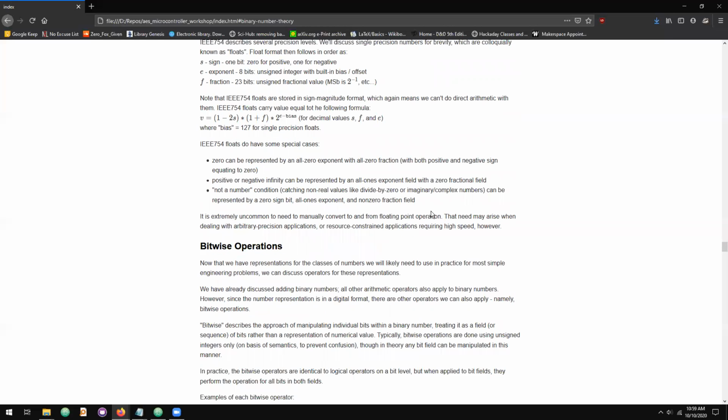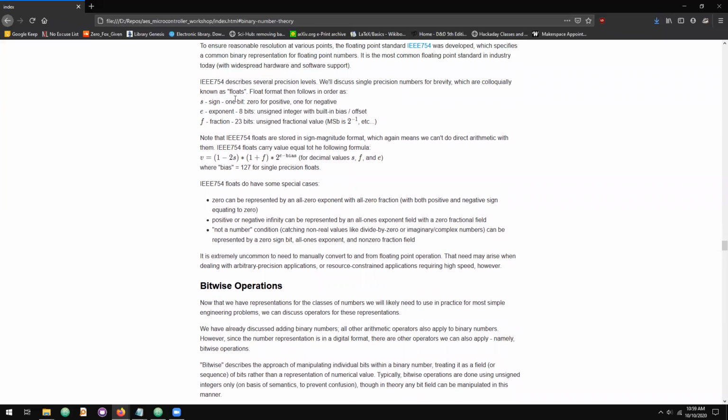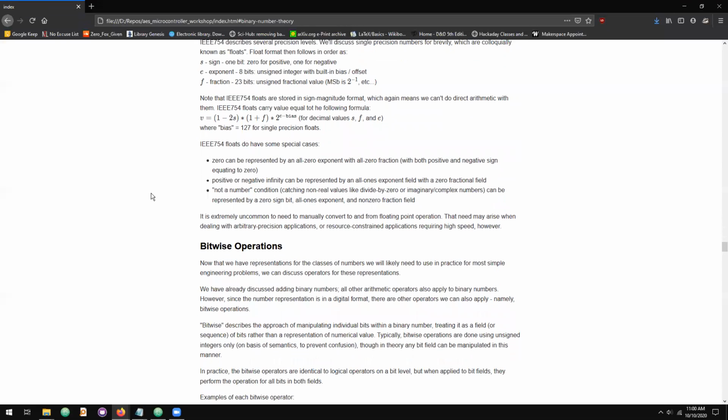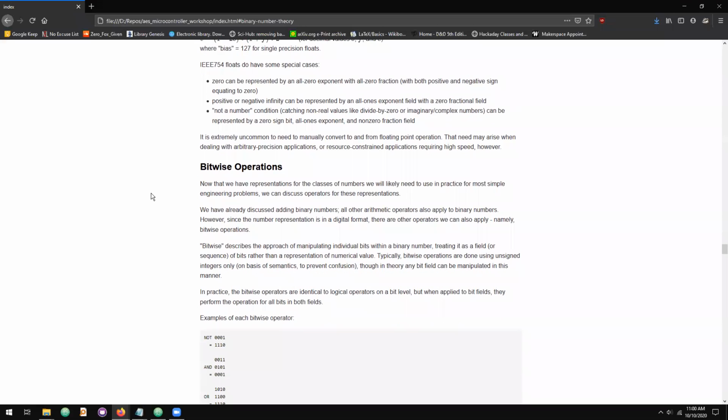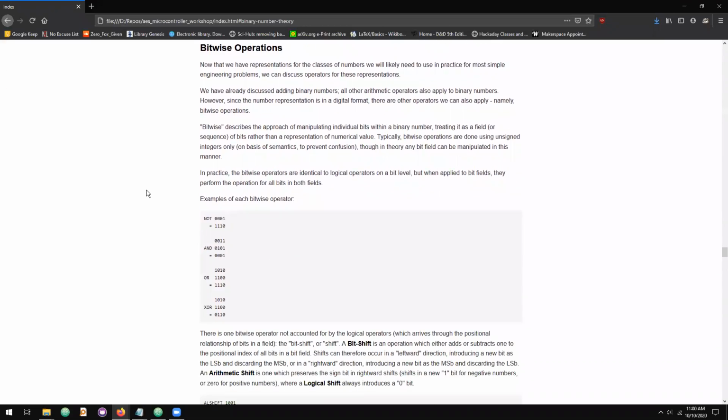So I note here, it's really uncommon to need to manually convert to and from floating point. So really, this is just for your edification, what's going on under the hood of a fractional value. The last thing that I need to talk about with respect to binary numbers is what we call bitwise operations.